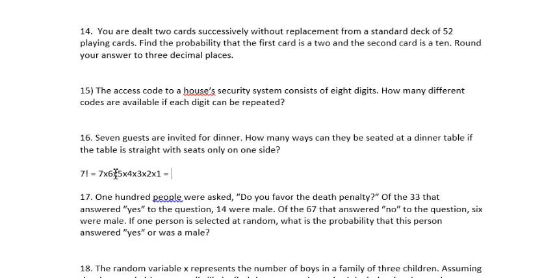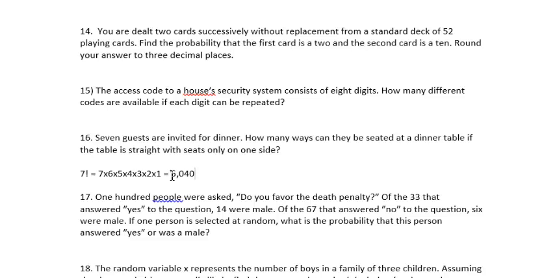7 times 6 is 42, times 5 is 210, times 2 is 840, times 3 is 2520, times 2 is 5040, I believe. I'm gonna pause it and check my own math. Yeah, that's right. Okay. So 5040 is the total number of possibilities.